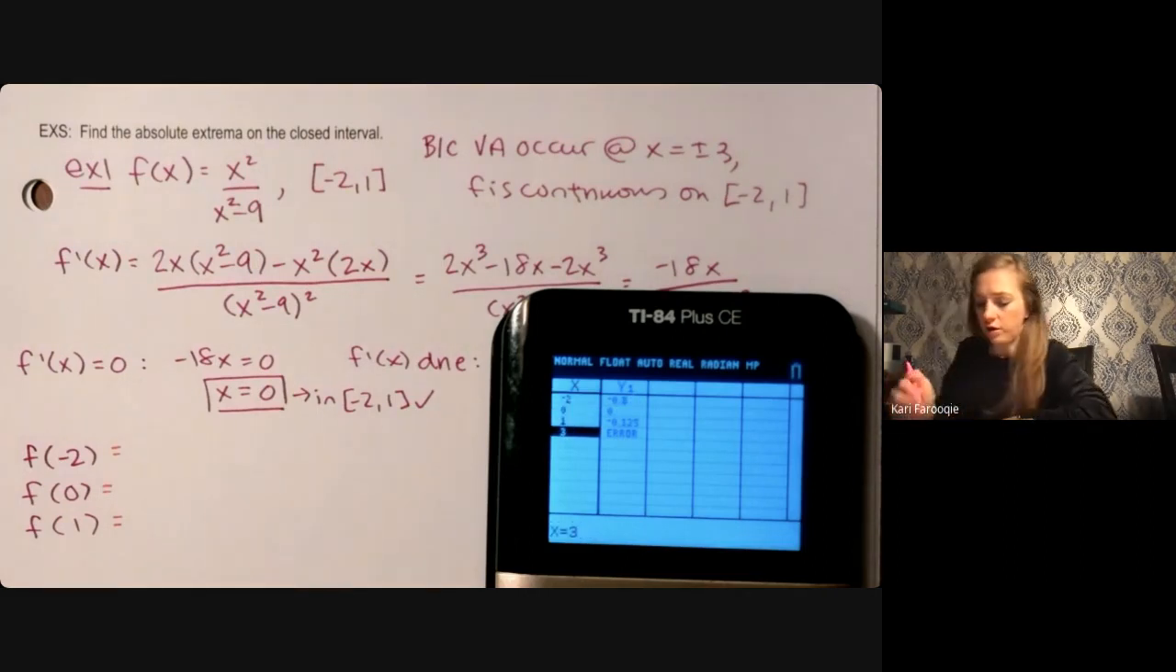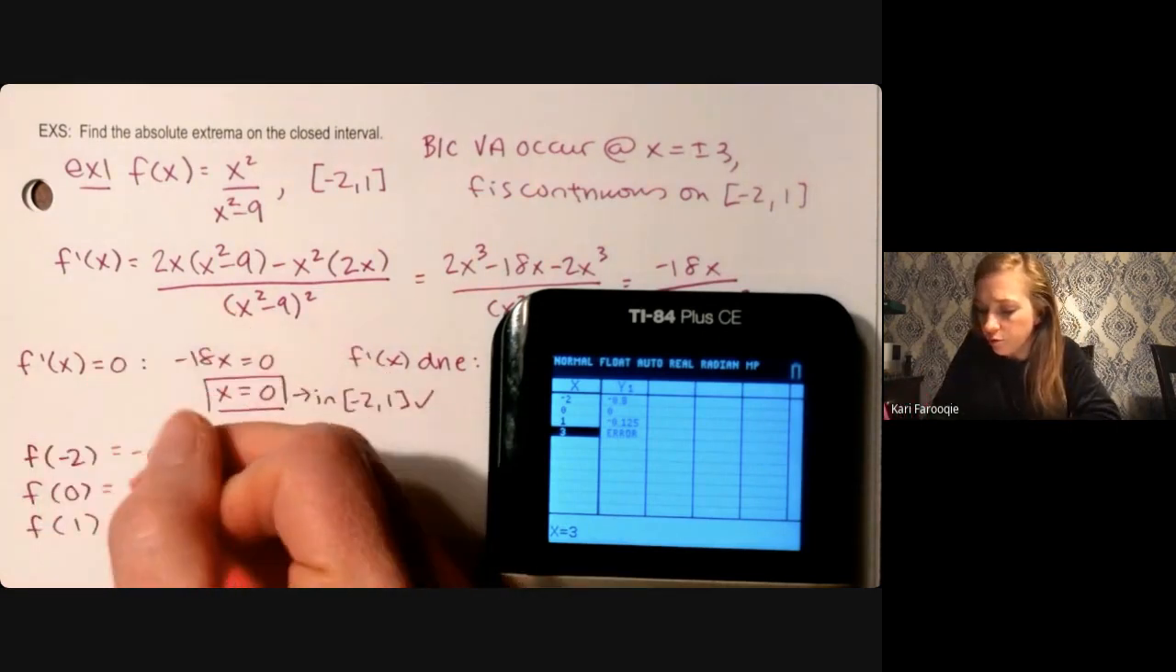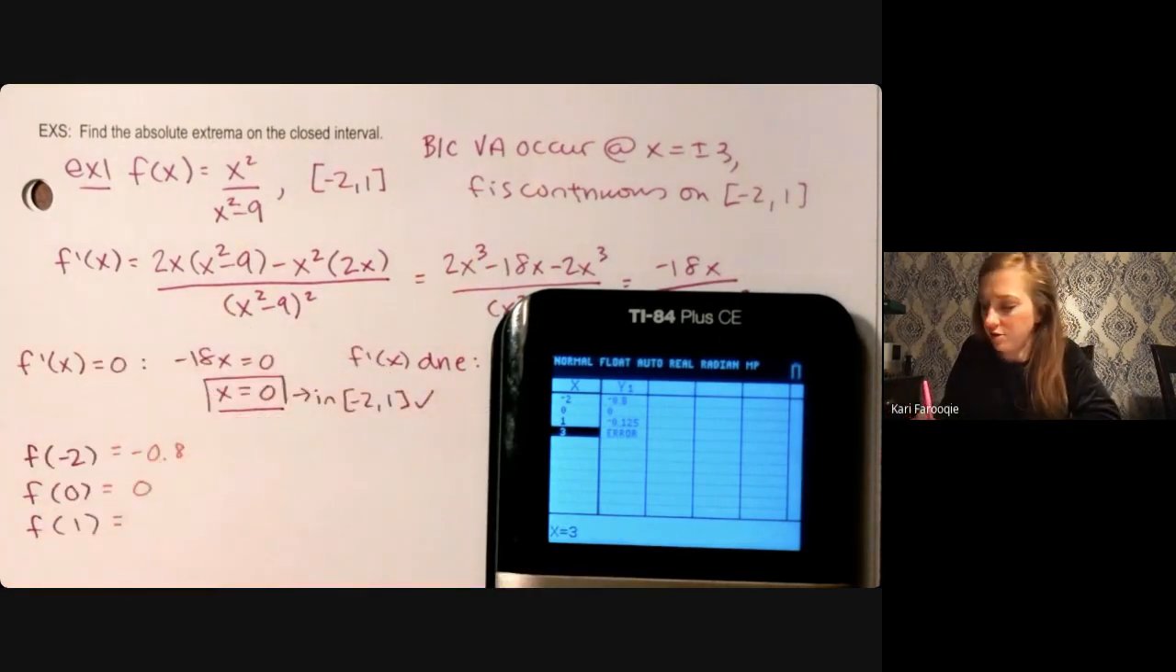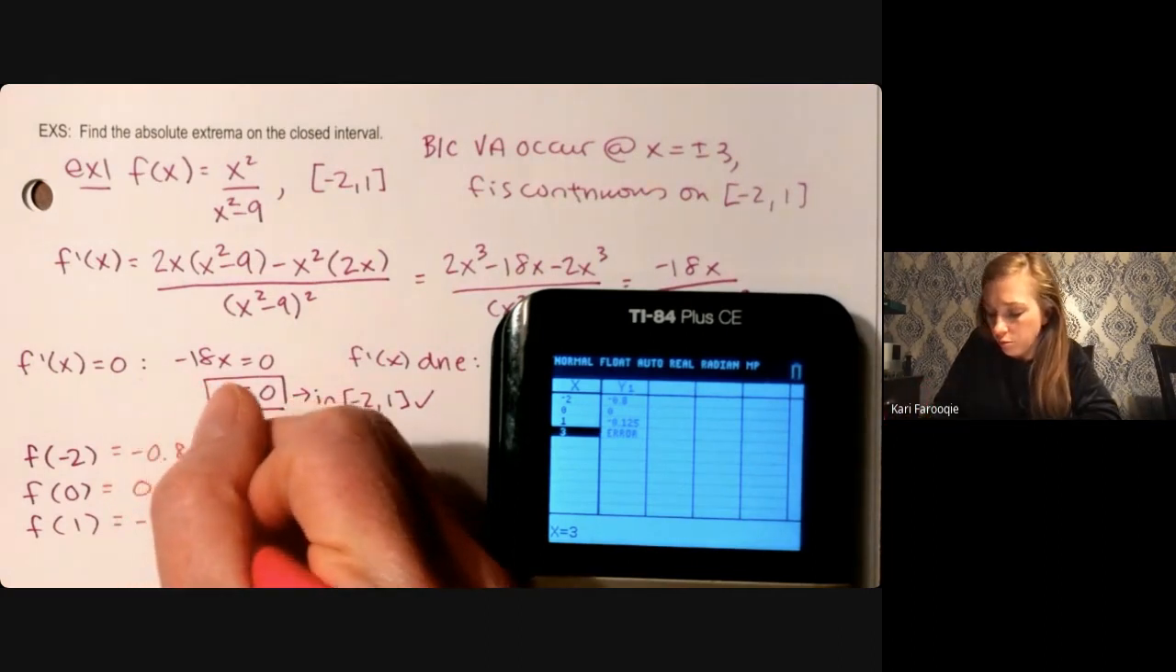At -2, I have -0.8. At 0, we have 0. That you probably could have easily evaluated by hand. And at 1, we have -0.125.